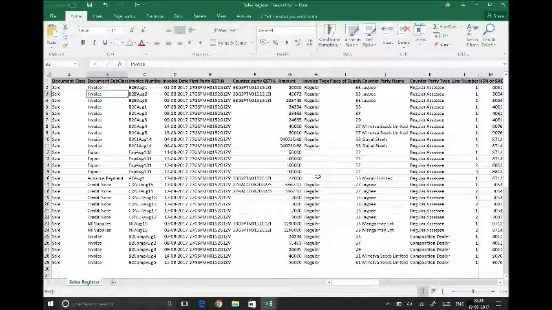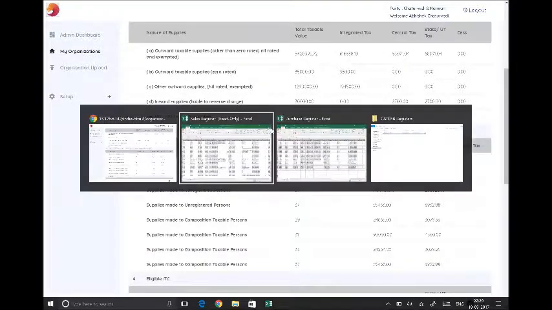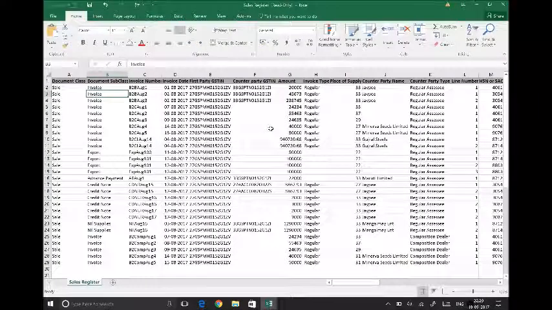If we go to the next table, which is the detail of interstate supplies made to unregistered persons, composition taxable persons, or UIN holders, it primarily reports all the unique places of supply and the total transactions made to these places of supply. Now, this table primarily reflects all the B2C transactions and all the sales made to composition taxable dealers. It is important to know that only the transactions where there is no counterparty GSTIN will be considered for this particular table.